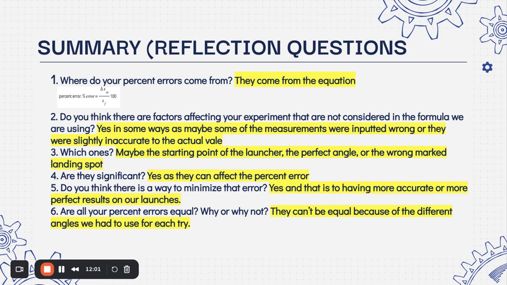Do you think there's a way to minimize that error? Yes, and that's to have more accurate results on our launches and on our distance. Are all your percent errors equal? Why or why not? They are not equal because of the different angles used for each try, and because of the different outcomes that happen in the launcher.